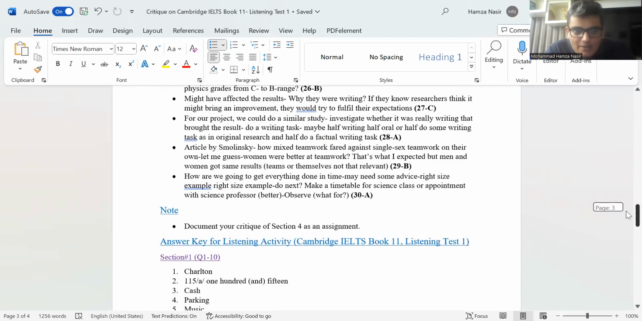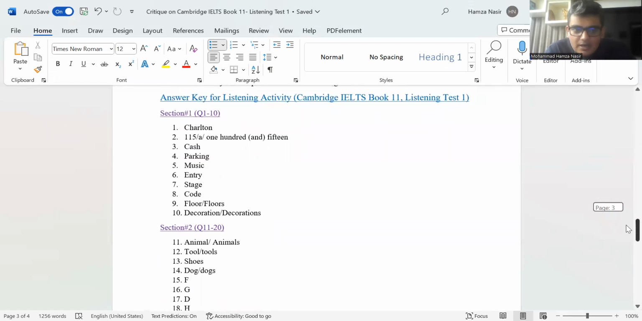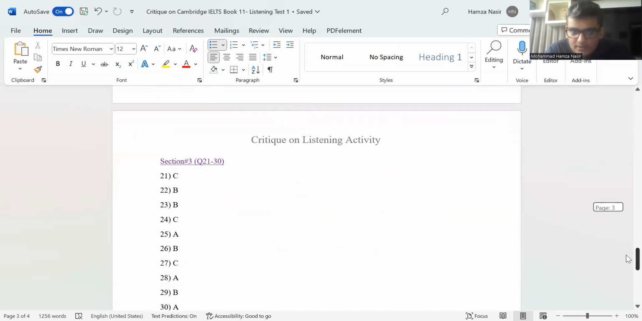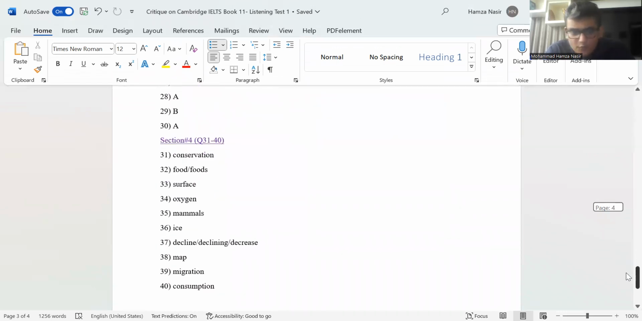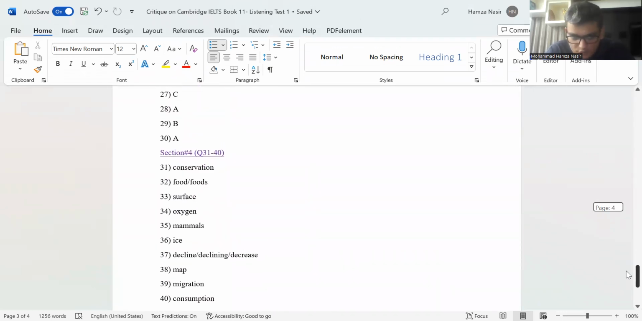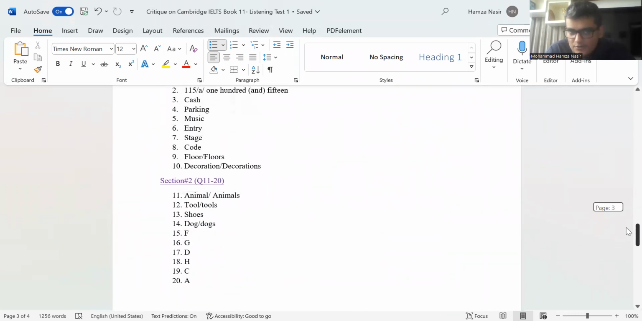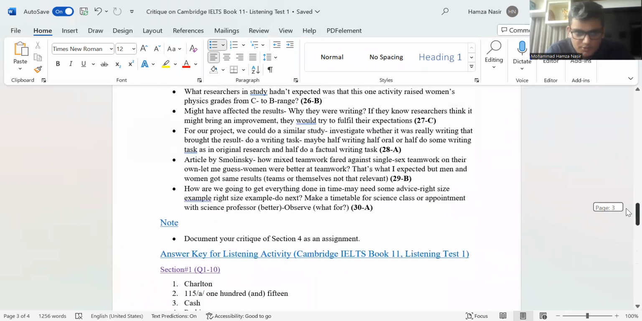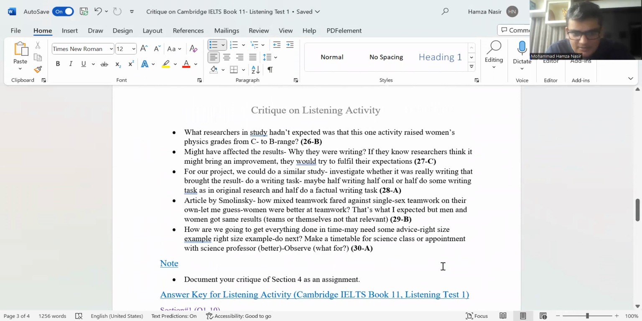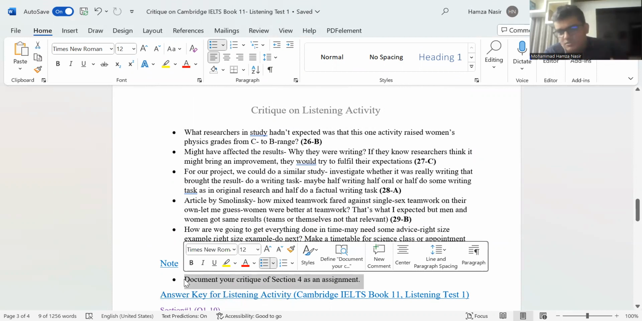Okay. Now I've attached the answer key for these sections 1, 2, and 3. Those of you who are interested, I've also attached the answers for questions for section 4. Those of you who are interested, you can reach out to me on my channel and I can share this document with you. And additionally, this is a task that I would like you to do for yourself, just like I've made the critique for the 3 sections. Okay, I would like you to similarly make a critique for section 4.